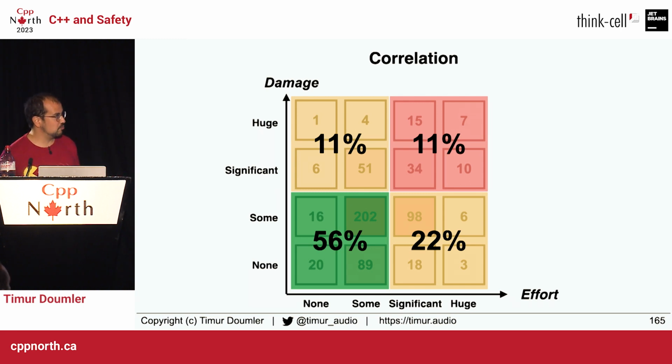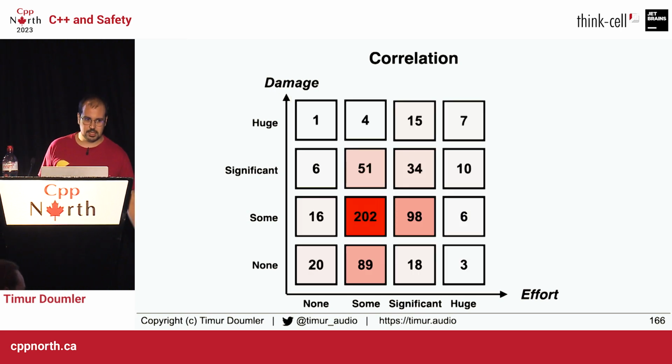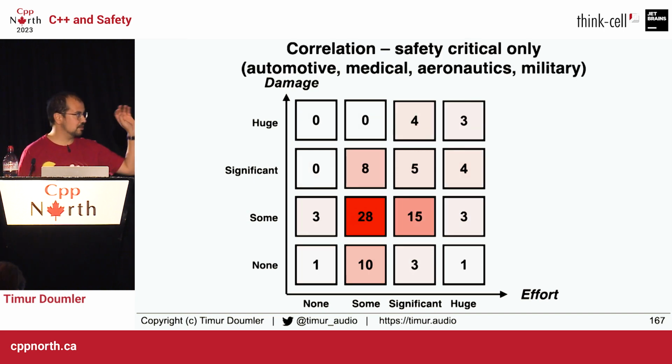But the majority of people are actually reasonably happy, and it doesn't depend on the industry. So this is all of them. But then the third question was, what industry do you work in? It turns out, if you plot just the people who work in safety critical industries, you get pretty much the same picture, like automotive, medical, aeronautics, military.